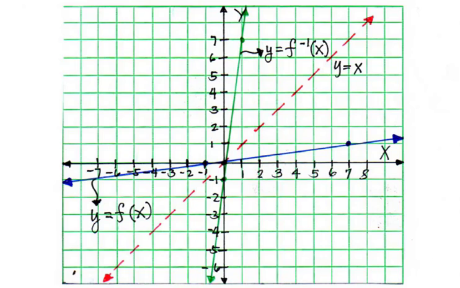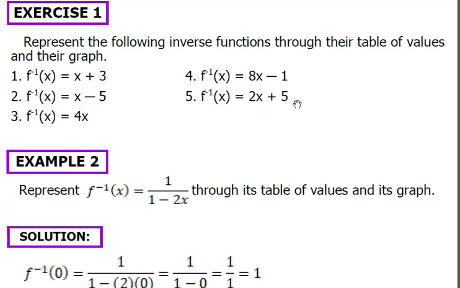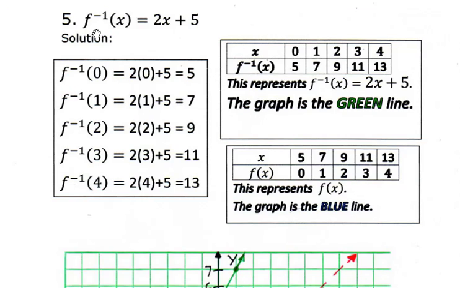We are now to move on to number 5, 2x plus 5. That is the inverse function of x. For the solution, f inverse of x equals 2x plus 5. So we have here x equals 0, 1 to 4. Then substituting those values of x to the given function. Here f inverse of 0, 2 times 0 plus 5, that's 5, and so on.